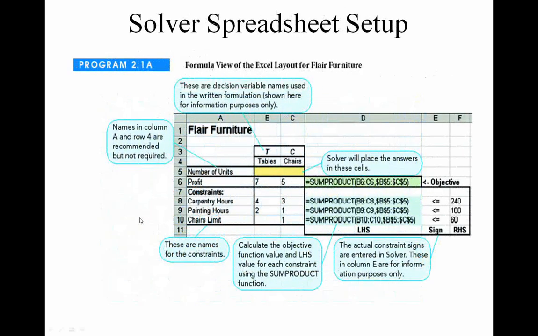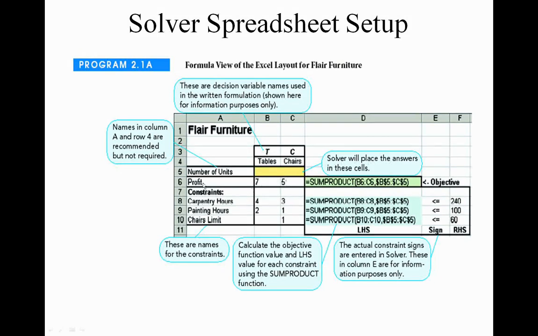So we will use this spreadsheet model to solve these problems. What you want to do over there is have a column for each decision variable. T for tables, have a column for that. C for chairs, have a column for that. For the number of units that you want to produce, always highlight that area. We will use the yellow color that says this is my decision and I have to make this decision. When we solve this problem, Solver is going to place the answers in these cells.